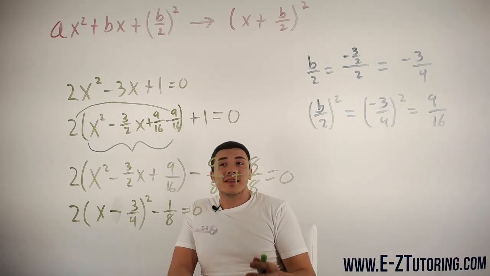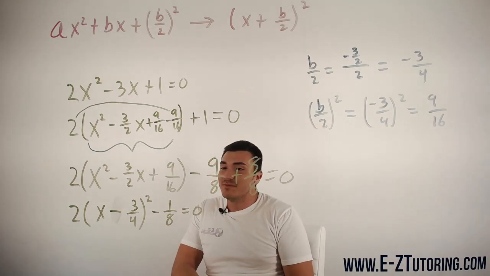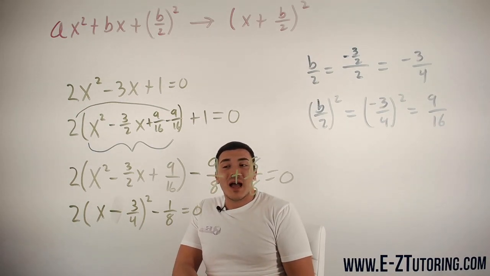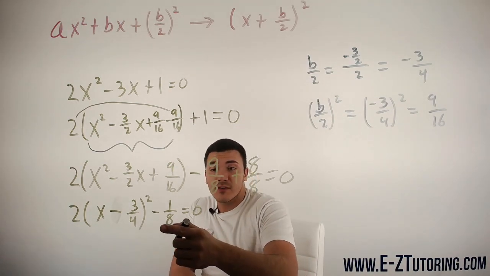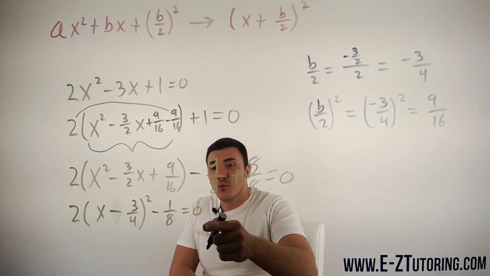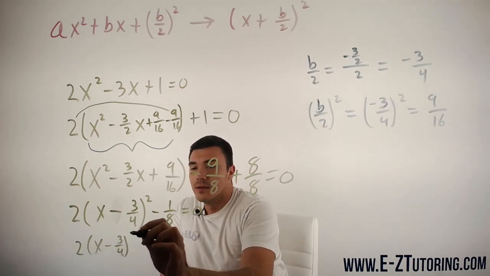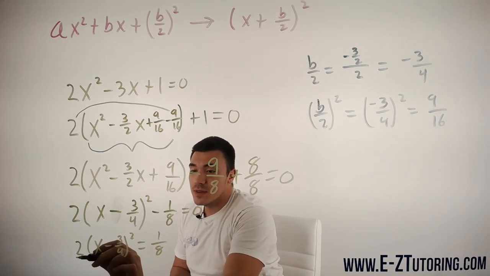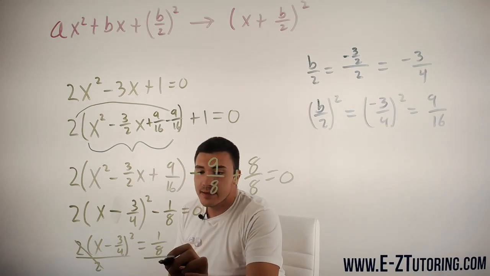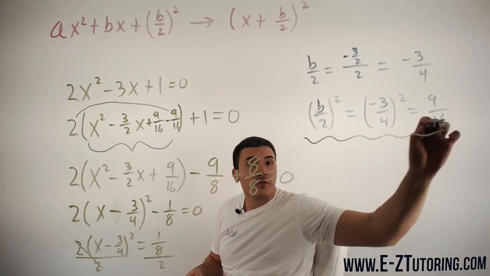So, just like that, we have completed the square when a is greater than 1. If you also want to go ahead and solve it using completing the square, we can go ahead and do that as well. We just have to add the 1 over 8. So this is equal to 1 over 8. And then we need to divide by 2 on both sides. So I am out of room. Let's try to go over here.